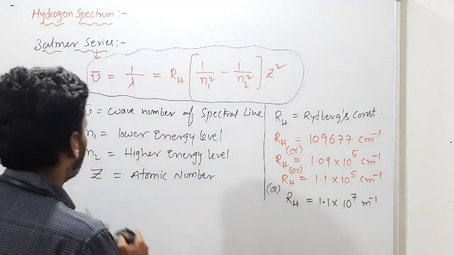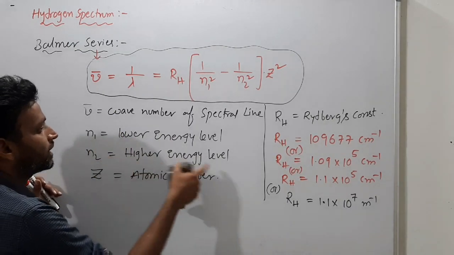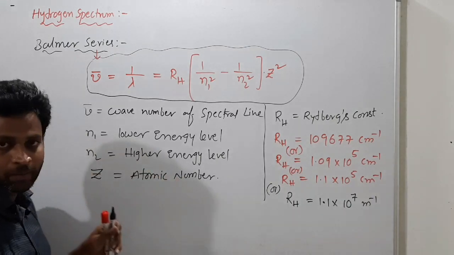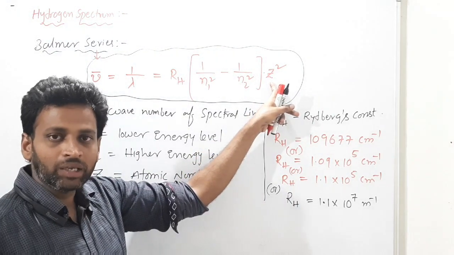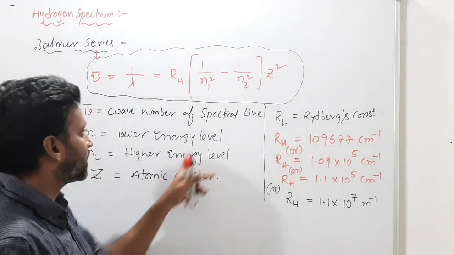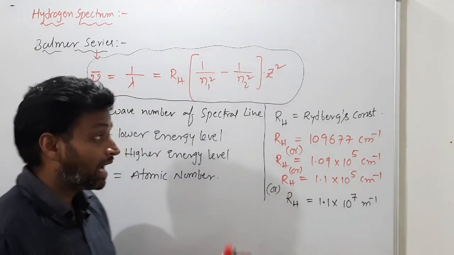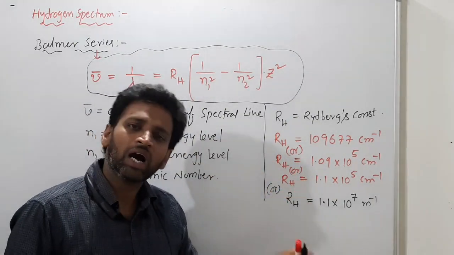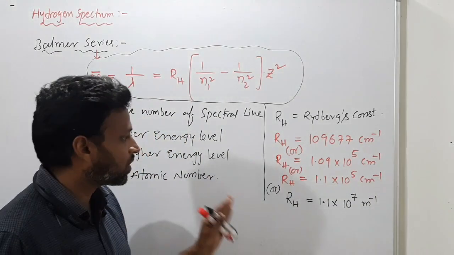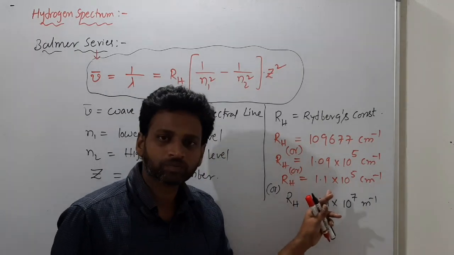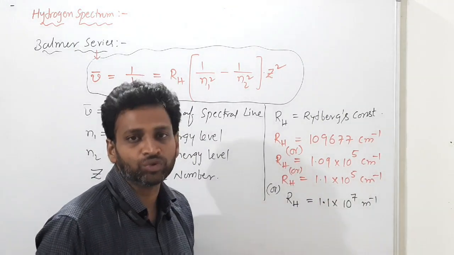Got it clearly? So here, what is nu bar, and what is n1? Lower energy level. What is n2? Higher energy level. What is Z? Atomic number. If it is hydrogen spectrum, Z is equal to 1 we will take. If it is helium spectrum, we will take Z value 2 here. If it is lithium spectrum, Z value 3 here we will take. And the RH value is fixed. After 100 years also the RH value is this only. Okay. So this is a constant value we have to remember. So for solving numericals, either this or this we have to use.